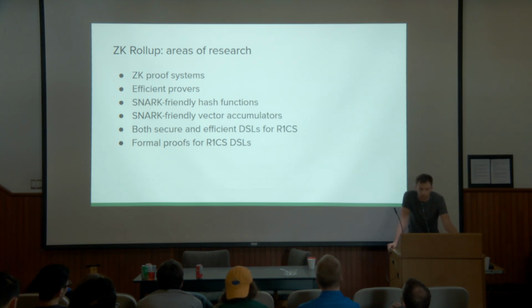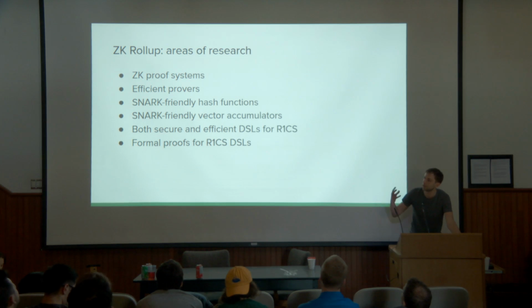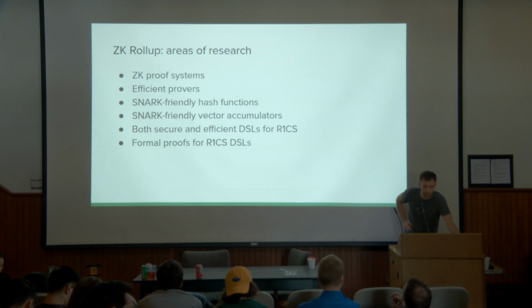Some SNARK-friendly or STARK-friendly vector accumulators as an alternative to Merkle trees. We will need people who want to work on the DSLs and make the developer experience better. What's also very important is that these DSLs support formal verification. They will convert to R1CS or maybe some other language which can be efficiently proven in these zero-knowledge proof systems.